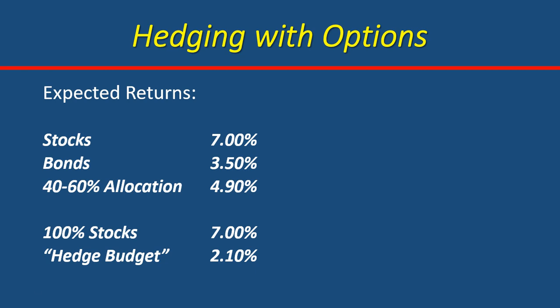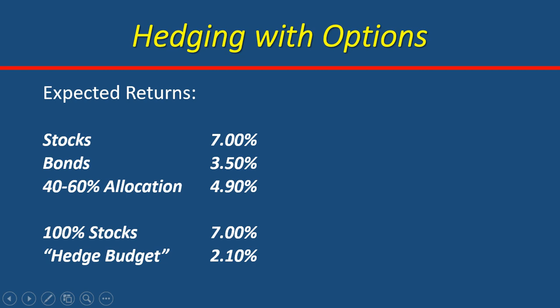But the way I view it is, what if an older person, someone who's near or in retirement, instead of putting 40% in stocks and 60% in bonds, put 100% in stocks, which has an expected return of 7%? So that's 2.1% higher than what they were expecting when they had 40% in stocks and 60% in bonds. So essentially they have a hedge budget, or a risk budget, of 2.1%.